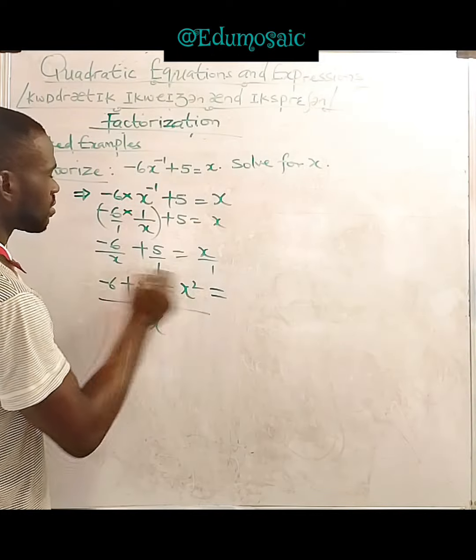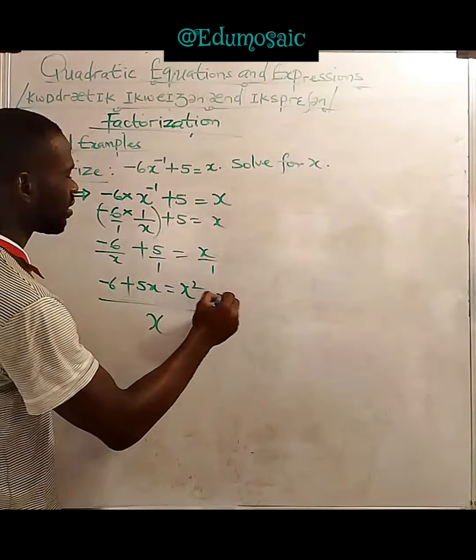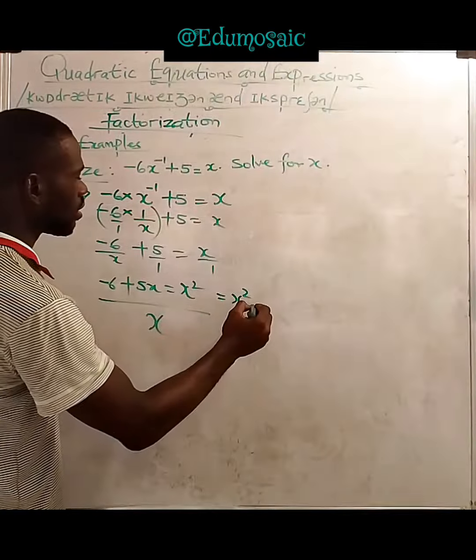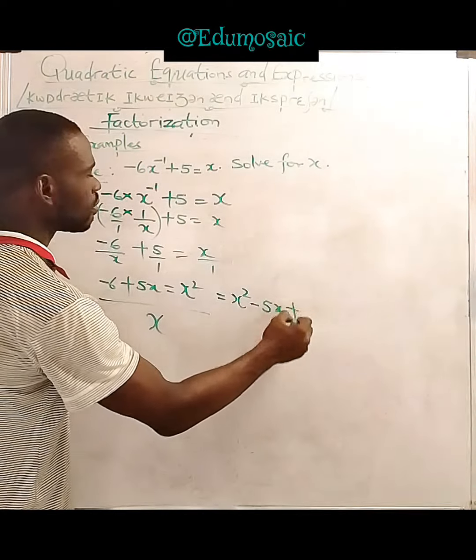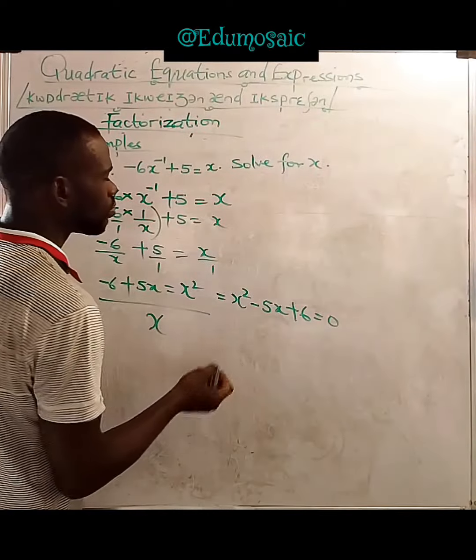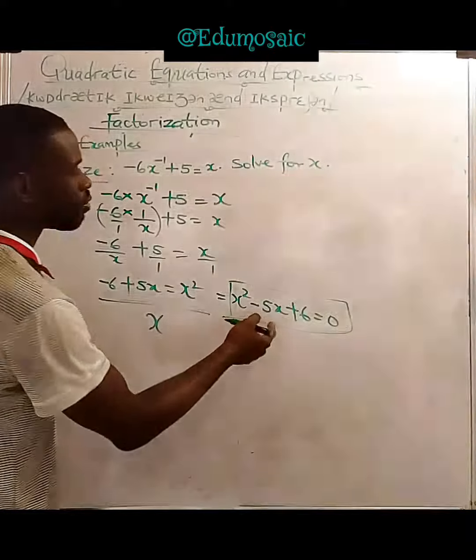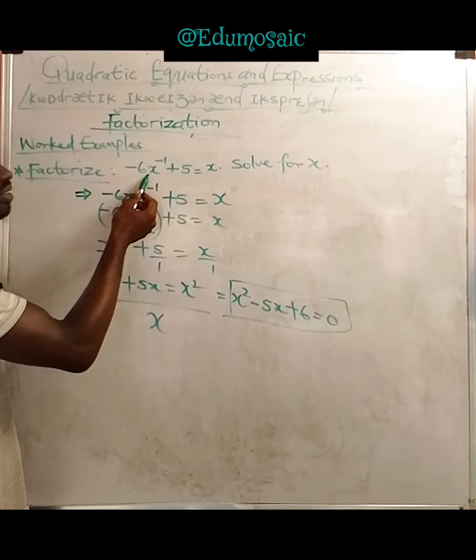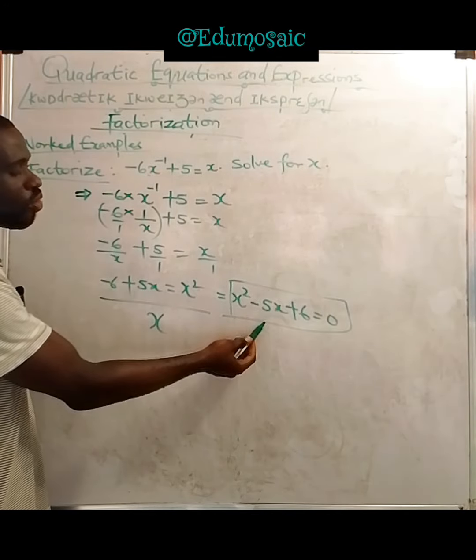We'll send this one to the other side. We'll send them over here. That's x squared minus 5x plus 6 equals 0. This is what we're going to be working on. So we've converted this very question to what we can call quadratic.